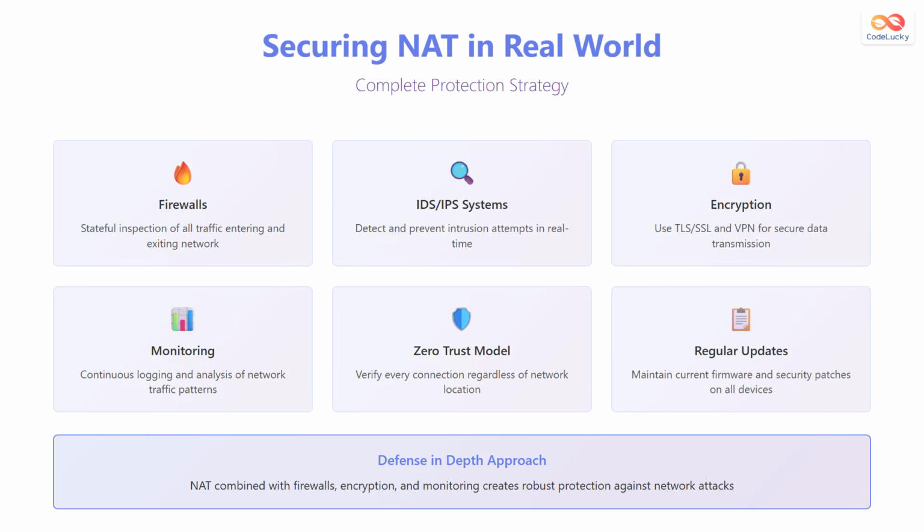Fourth, set up monitoring. Maintain continuous logging and analysis of network traffic patterns to identify suspicious behavior. Fifth, adopt a zero-trust security model. Verify every connection regardless of whether it comes from inside or outside your network. Treat every connection as potentially untrusted. Sixth, keep systems updated. Maintain current firmware and security patches on all network devices. When NAT is combined with firewalls, encryption, monitoring, and regular updates, you create a robust protection against network attacks and unauthorized access.